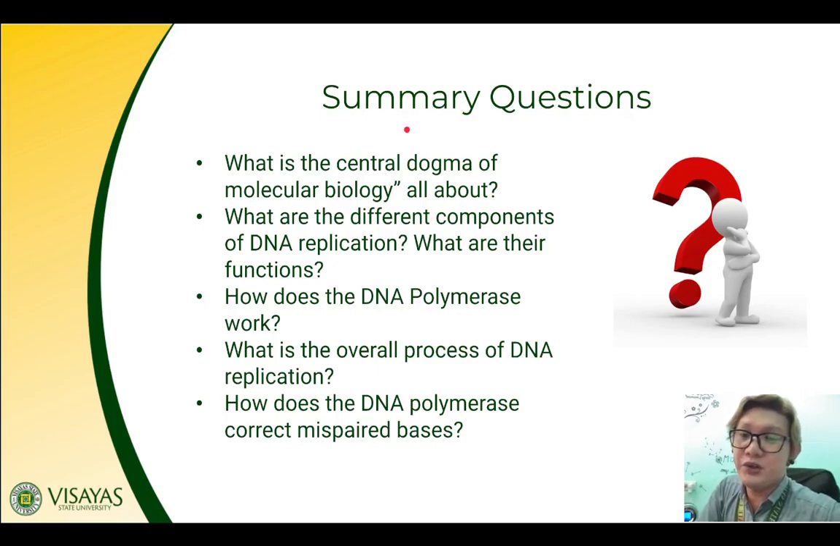So in order for you to review this, I have given summary questions. So what are these? What is the central dogma of molecular biology all about? What are the different components of DNA replication? What are their functions? How does the DNA polymerase work? What is the overall process of DNA replication? And how does the DNA polymerase correct mispaired bases? So I hope you will be able to answer this one as you go along the lesson that we have discussed.